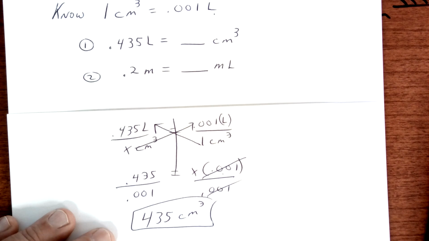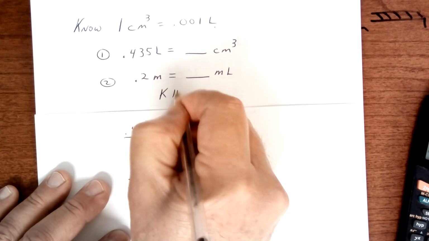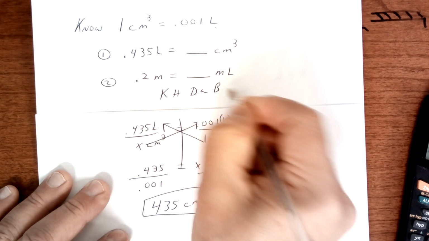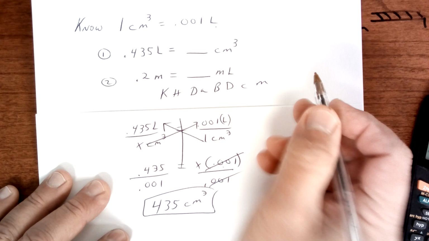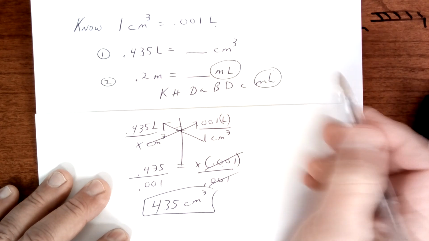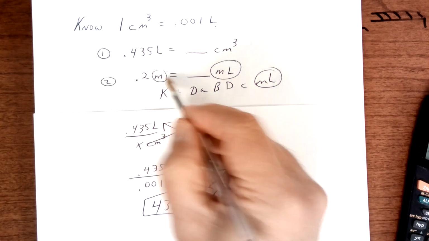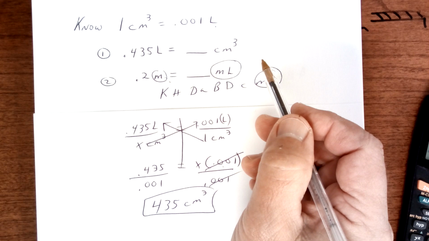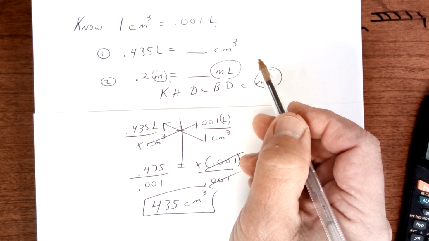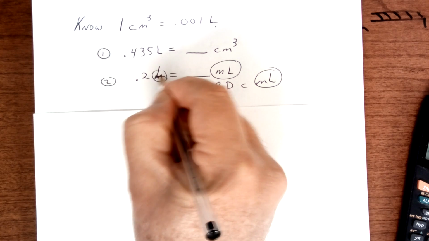For number two, let's take a look. This one right here is Kim hit Dave before Dave caught me. This is milliliters, that would be this one, okay? And meters is a base. And actually these units are not the same. So this should be the same. So we'll make this one liters. So change that.